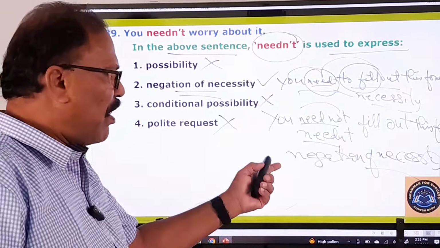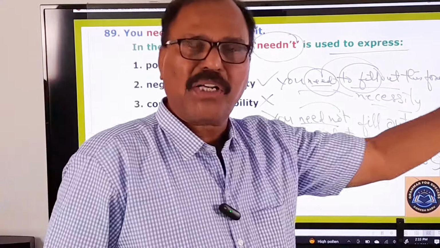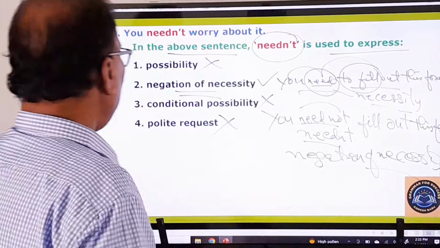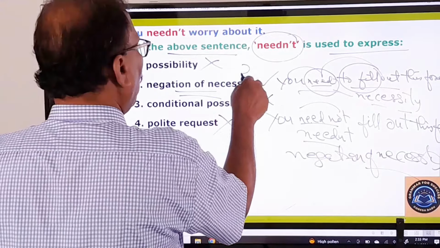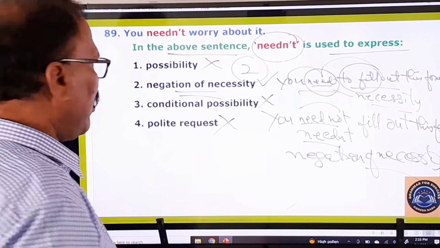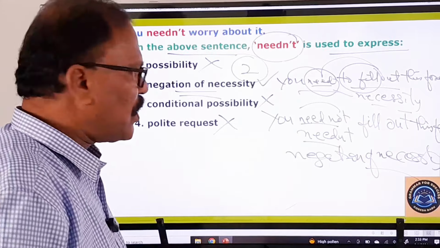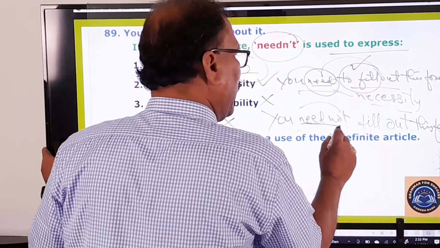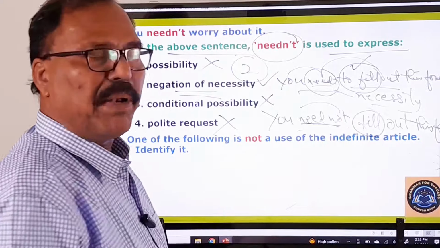అవసరం యొక్క నెగటివ్ ఫామే నీడింట్. నీడ్ పాజిటివ్ నెసెసిటీ, నీడింట్ నెగటివ్ నెసెసిటీ. Very simple. So here negation of necessity. Therefore your answer is the second one. Now let's go to the last question. Remember, after need we use the to infinitive. After needn't we use only the plain infinitive.